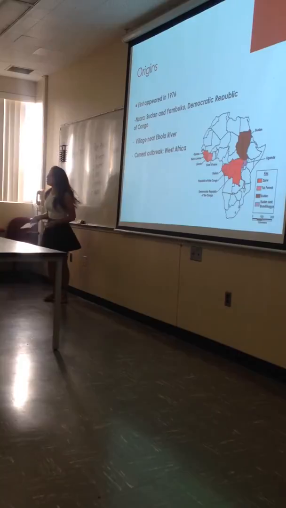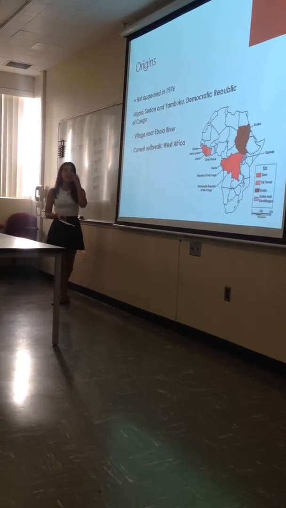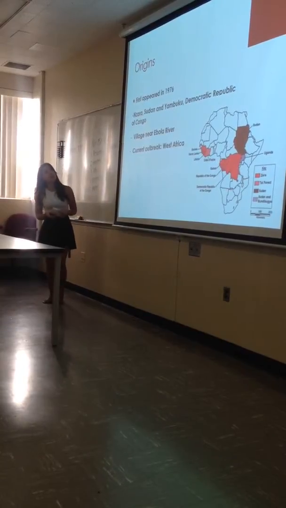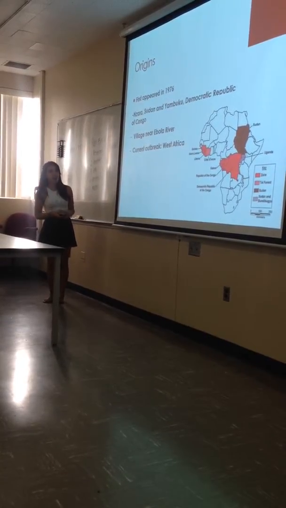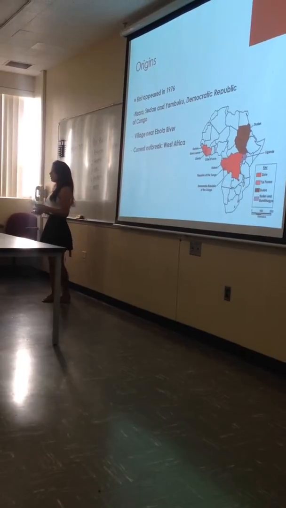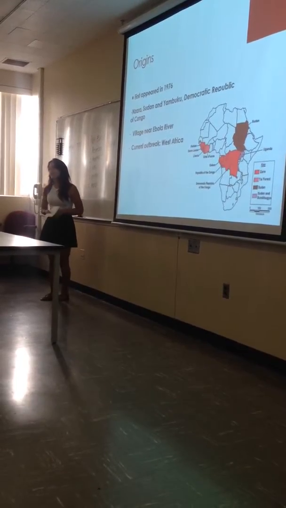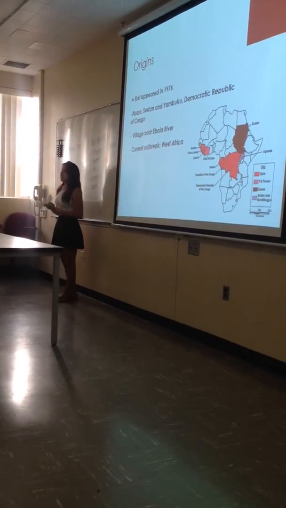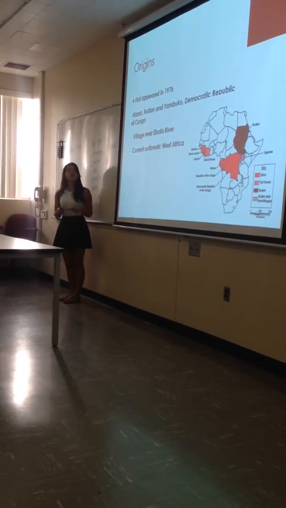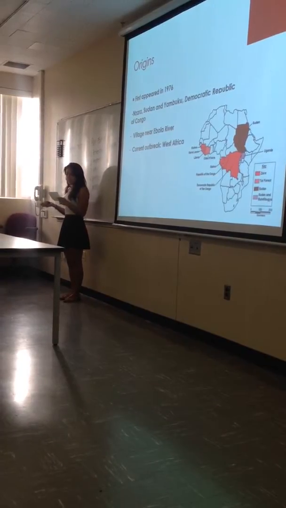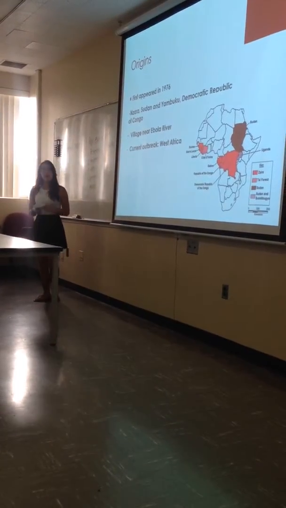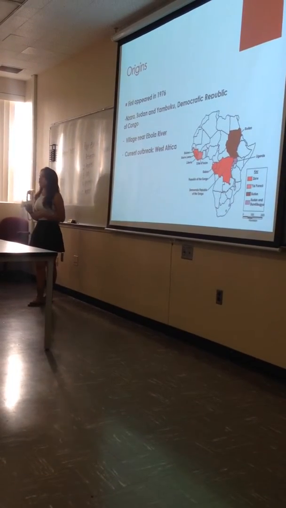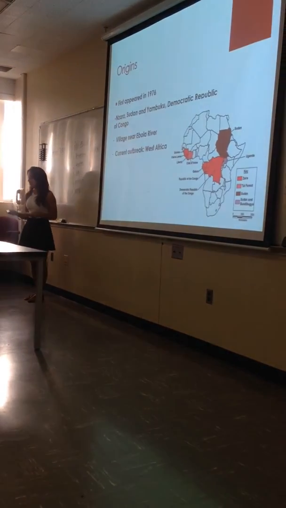So, Ebola first appeared in 1976, and there were 2 large outbreaks. The first one was in Nzara, Sudan, and in Yambuku, in the Democratic Republic of Congo. The second was in a village near the Ebola River, hence where it got its name, Ebola. And the current outbreak is in West Africa, which is the largest outbreak that has been known to man. So now you guys know what the Ebola virus is and where it came from. But I'm assuming what you guys all care about is how it's transmitted.